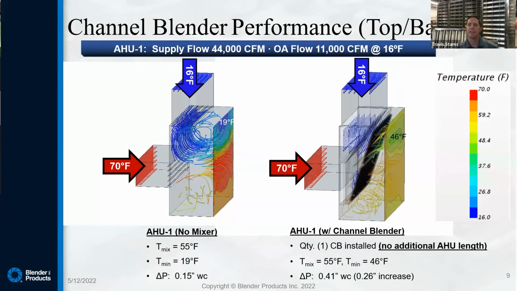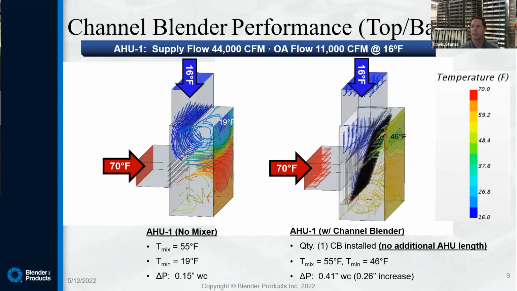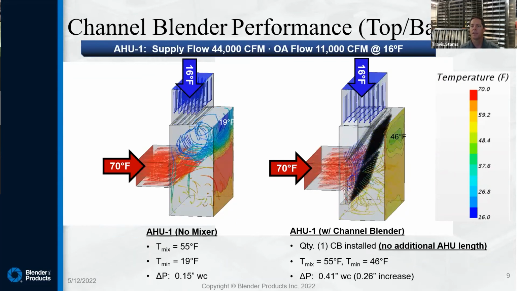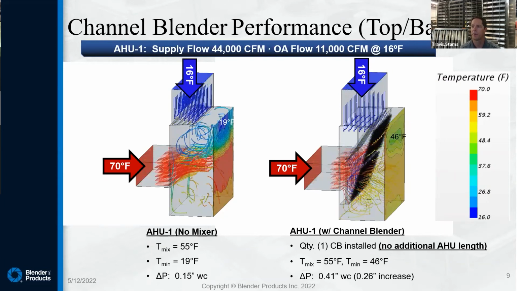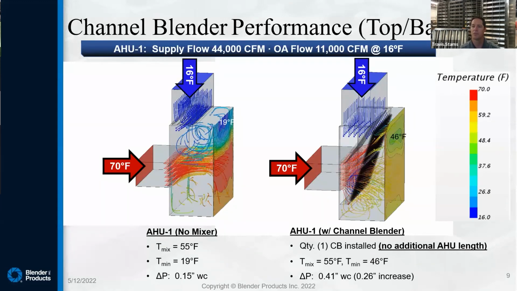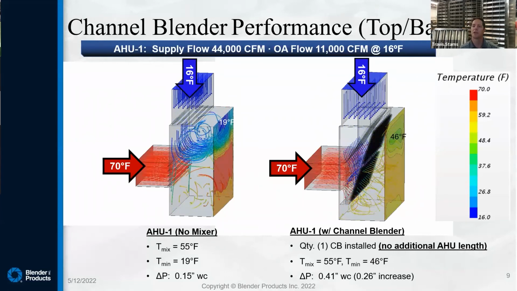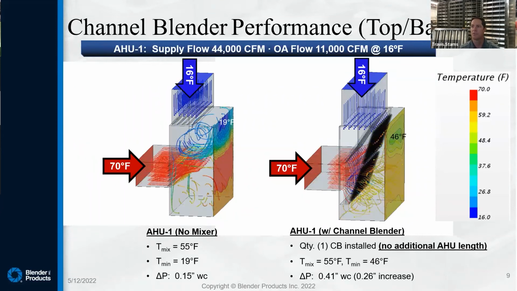And I'll talk about that in a few slides here. So let's take our base case. This is the mixing box that you saw previously in the previous CFD simulation. If you take that same mixing box and you integrate a channel blender inside that unit, we can raise that minimum temperature from 19 degrees Fahrenheit up to 46 degrees Fahrenheit. Now, there is no free lunch. We do require additional pressure drop to promote mixing. So we've raised the pressure drop across that mixing box from 0.15 inches up to 0.4.